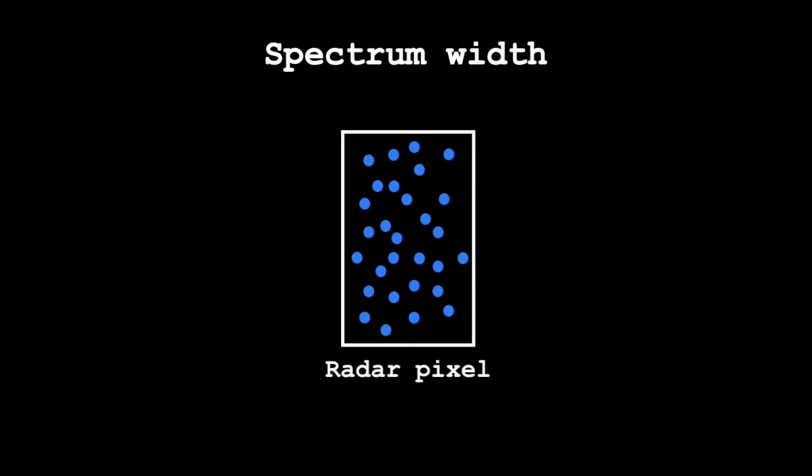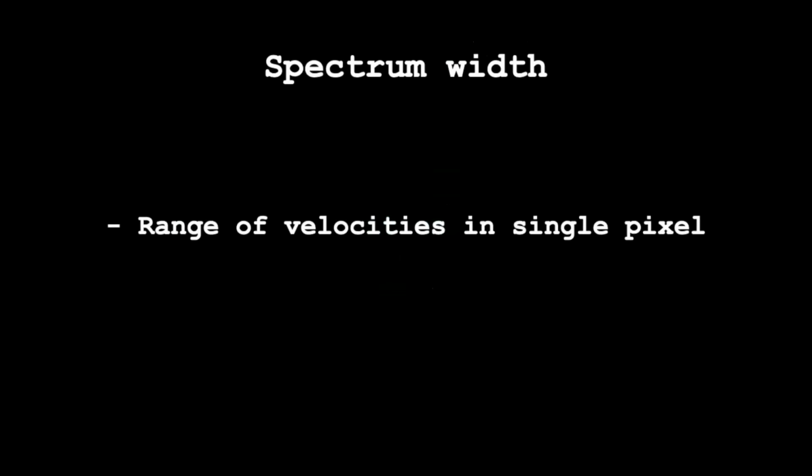Another product that can come in handy when trying to identify a TVS is spectrum width. In reality, a single radar pixel can contain millions of targets, each with its own velocity. The radar averages the velocities of all the targets within a single pixel to come up with the velocity value for that pixel. Spectrum width is the range of velocities within a single radar pixel.